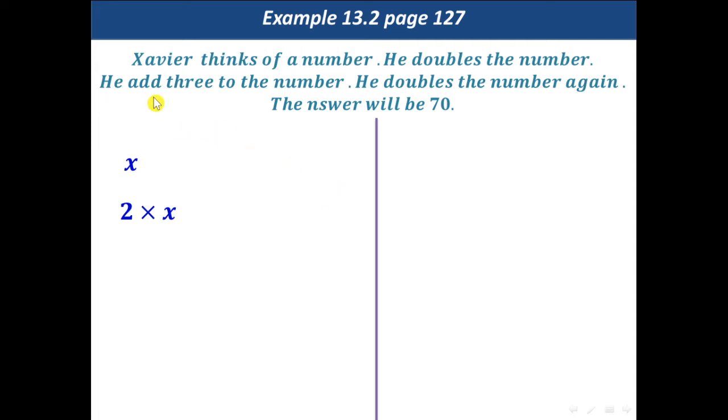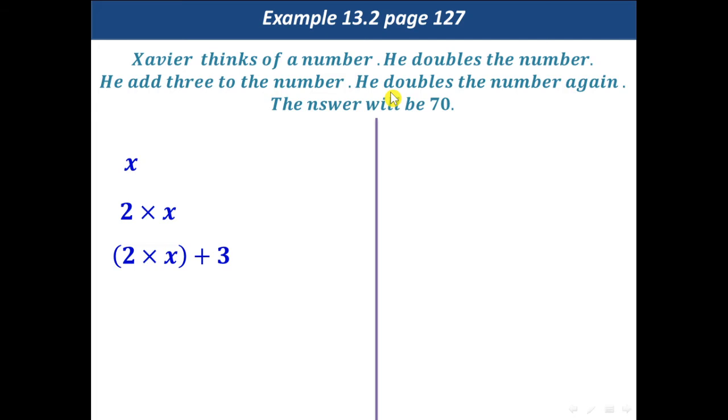And then he goes on with his story and he says he added 3 to the number. He added, that means plus 3 to the number. Which number? X? No, the whole number. Because don't forget, in the first step we double it and then we add 3 to all of that. And then we go on with the story.